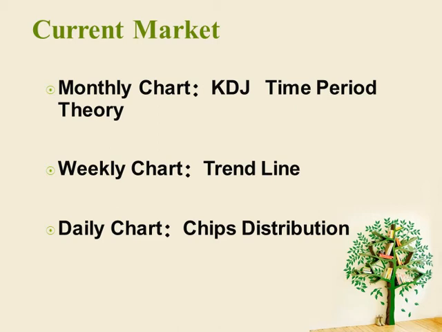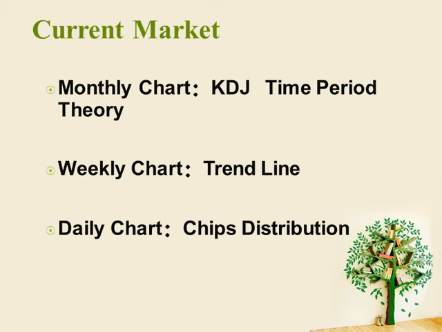So firstly, let's see the monthly chart, because the monthly chart is one candlestick for one month. So we can use the KDJ indicator or time period theory to judge the monthly chart. Then for the weekly chart, we can use trend line because we want to know whether the trend is uptrend or downtrend. The next one, for the daily chart, we can know the support and resistance according to the CHIPS distribution. So this is for the current market. What strategy should we use to judge the current market?